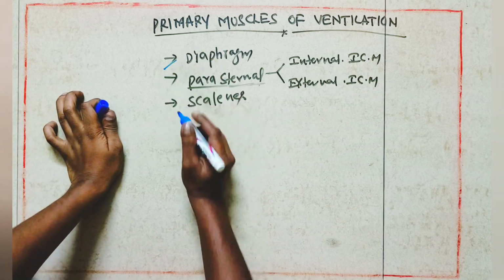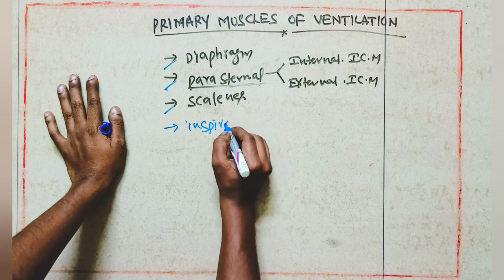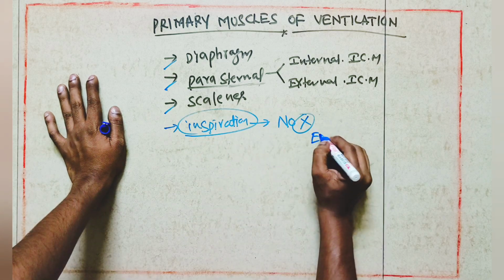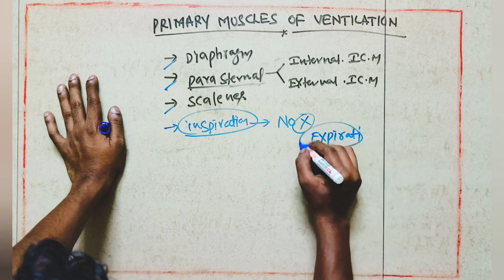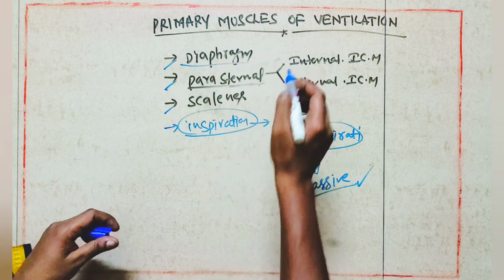And here the point: diaphragm, parasternal, scalenes, all these muscles are helpful for the inspiration of the ventilation, and there is no muscle for expiration, because expiration is a passive cycle in the ventilation. Now we'll see the diaphragm.